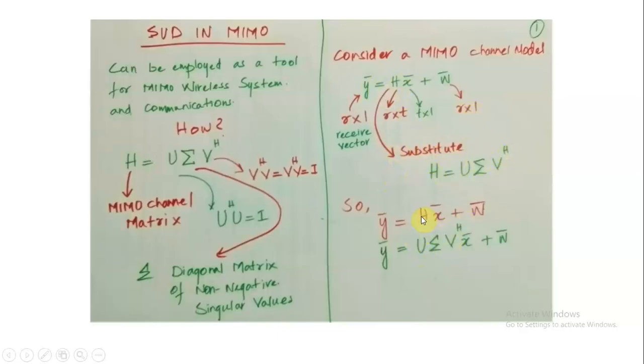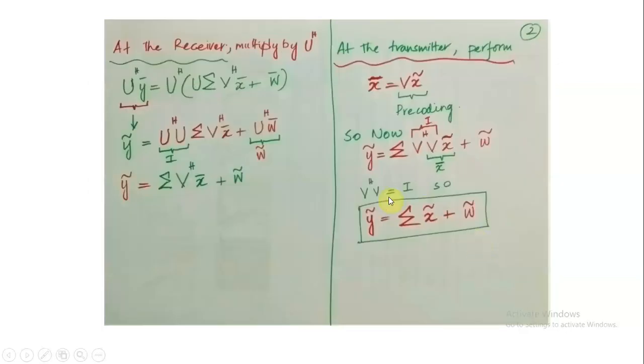So if you put the value of H matrix into the decomposed matrices, we get this equation: Y dash is equal to U into E into V Hermitian into X vector plus W vector. Now at the receiver side, multiply by U Hermitian. So whatever we get at the receiver, we multiply it with U Hermitian. That is, if you multiply U Hermitian with this matrix and open it up, you get U Hermitian into U into E into V Hermitian into X vector plus U Hermitian into W.